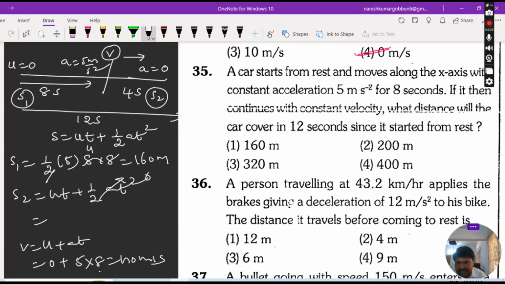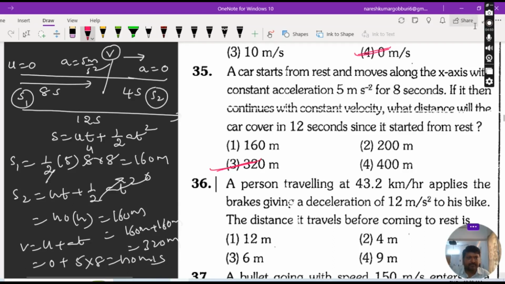So in the first situation, that means in 8 seconds, what is the velocity attained? That is the initial velocity for the next 4 seconds. So in the place of u write 40, time is 4, that is equal to 160 meter. So total distance equals 160 meter plus 160 meter, that is equal to 320 meter. So 320 meter is the right answer.